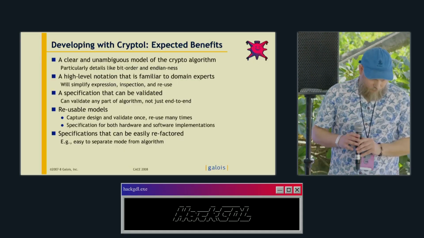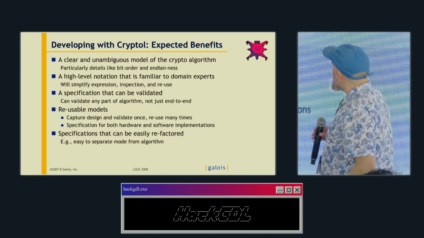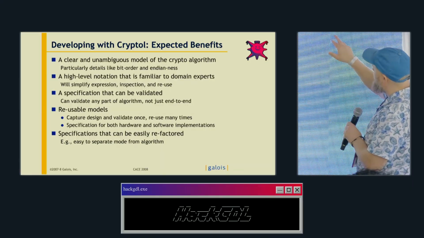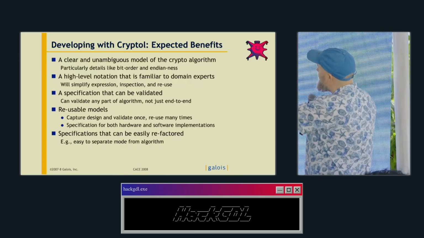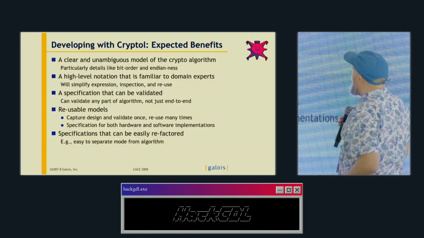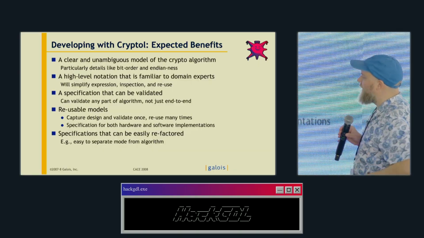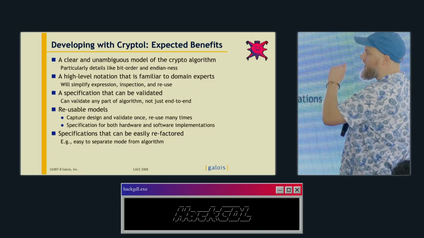Cool. So what are the benefits of using a language like this? We want to have a clear and unambiguous model of the cryptographic algorithm. So everything is explicit, like bit order and endianness, and there are no decisions that a programmer has to make which are not in the specification.